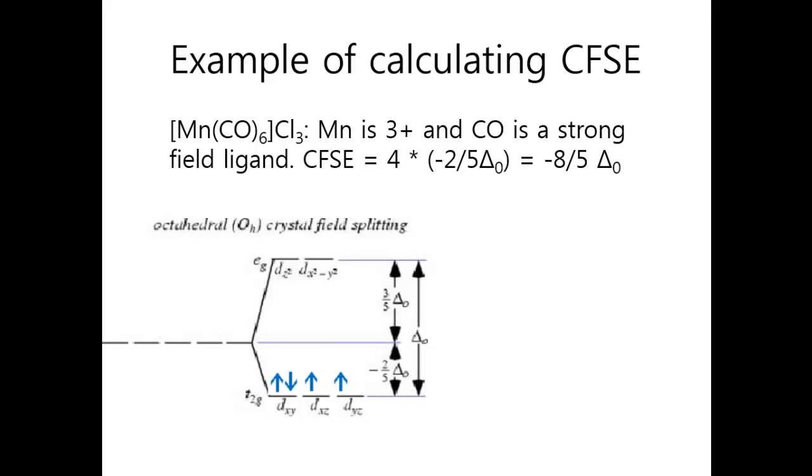Now, let's talk about crystal field stabilization energy. For the octahedral case, it is negative 2/5 delta 0 for each electron in the T2G set, and 3/5 delta 0 for each electron in the EG set.